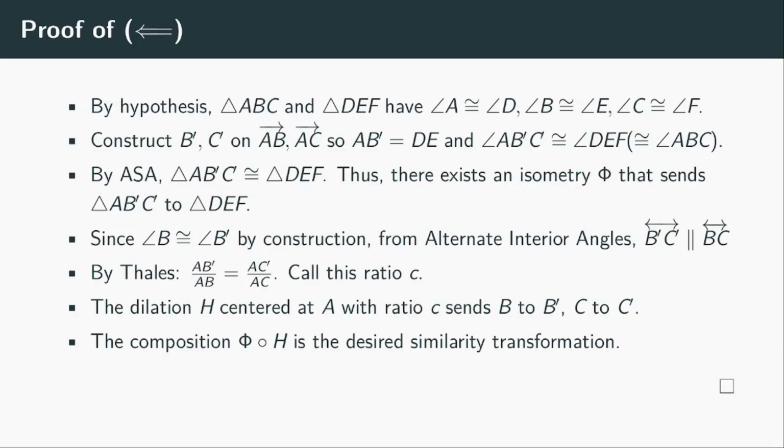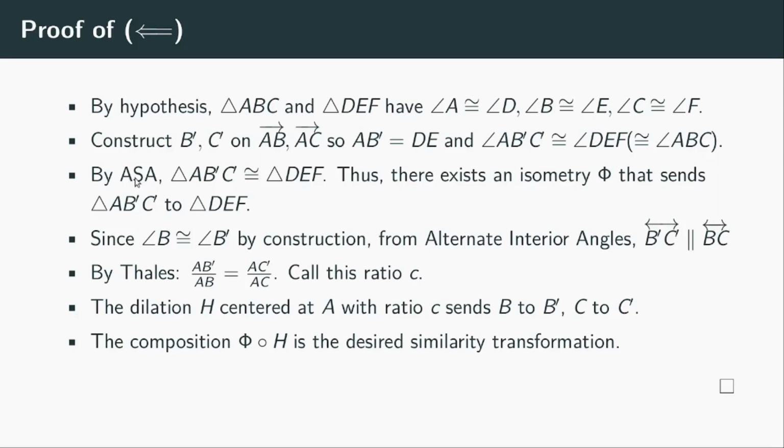And now we're going to basically make the same construction just going backwards. So we construct B prime and C prime on the rays AB and AC so that the distance AB prime equals the distance DE, and I'm going to make the angle in B prime be the same as the angle in E.